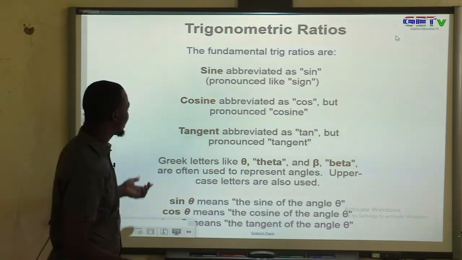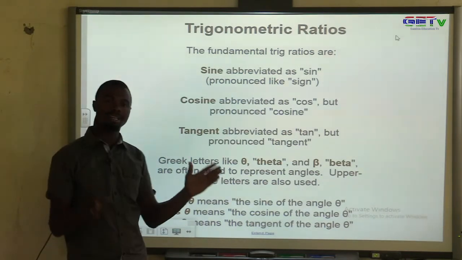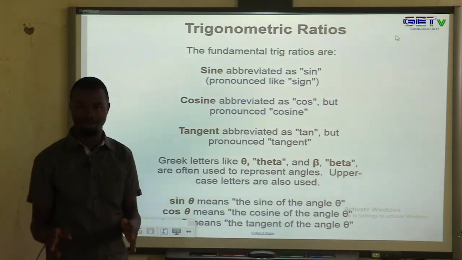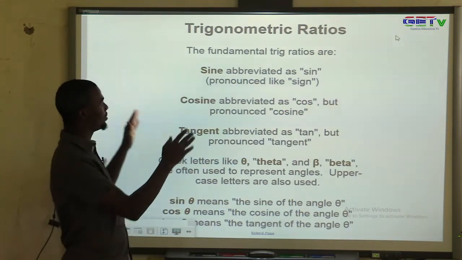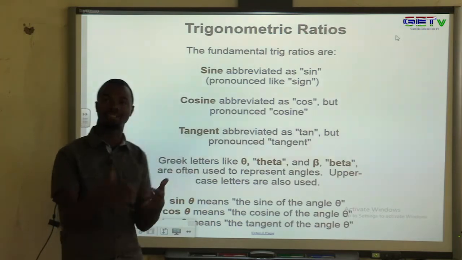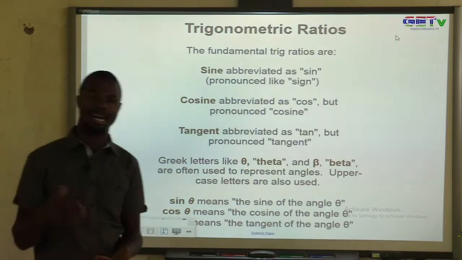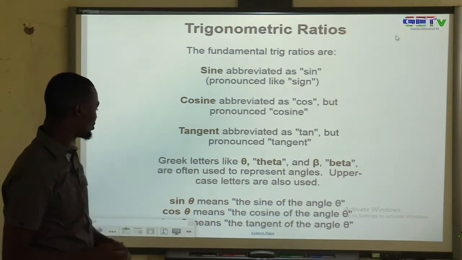So now the sine of an angle, the cosine of an angle, and the tangent of an angle, that is what we will use. We will learn how to find the cosine of an angle, the tangent of an angle, and the sine of an angle.